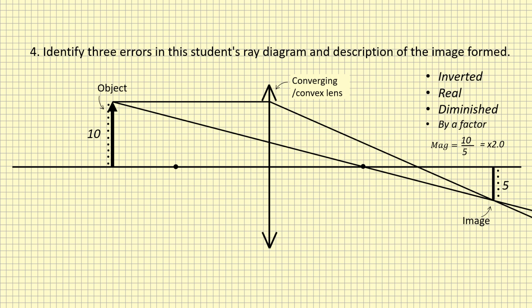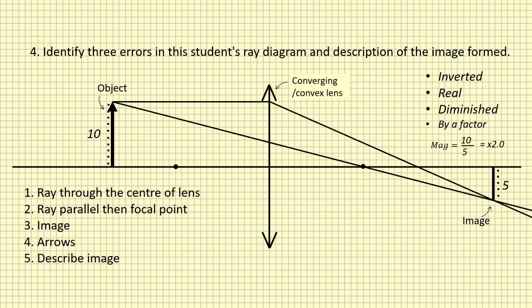Example 4, we need to identify 3 errors in this student's ray diagram and description of the image formed. Okay, so these are common mistakes that I see students making. We're going to just look at this diagram. It looks correct, but there's lots of things wrong with it. First thing is actually the light ray that's supposed to go through the center of the lens. So let's look at our checklist again. It's not going through the center of the lens. It's going through the focal point.